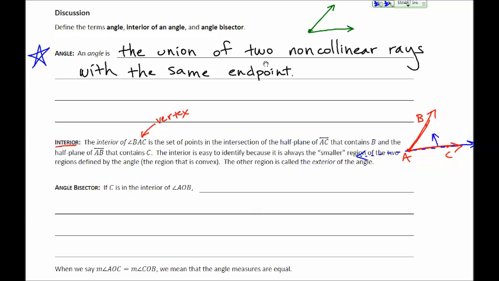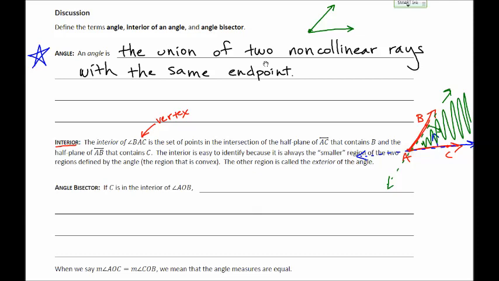So we're going above this blue line. And the half plane of line AB. So here is line AB. And here's the half plane that contains C. So it's towards the right on this picture. And the intersection of those two half planes is this, or all the points that are in that intersection. So I know that you know what the interior is, but this is a very precise definition for what the interior of an angle is.